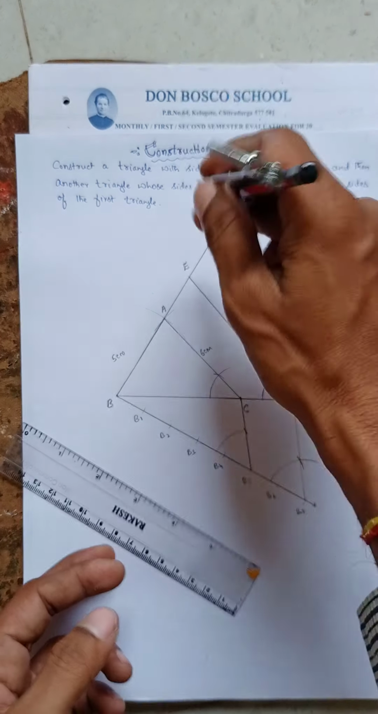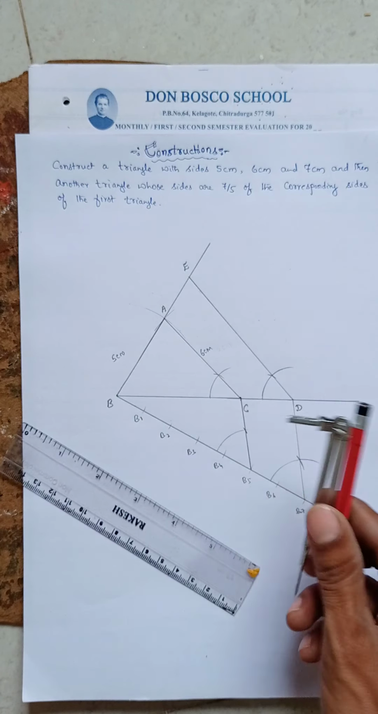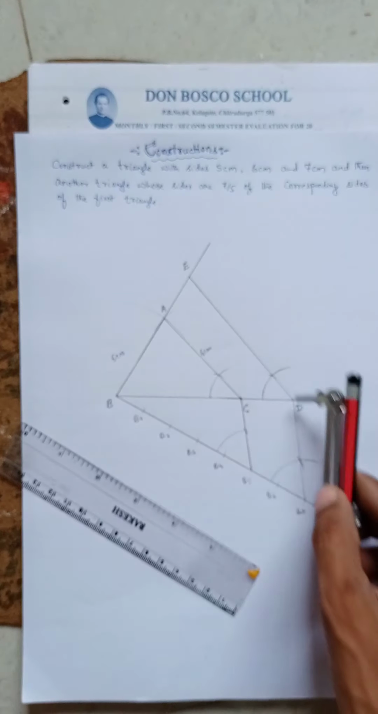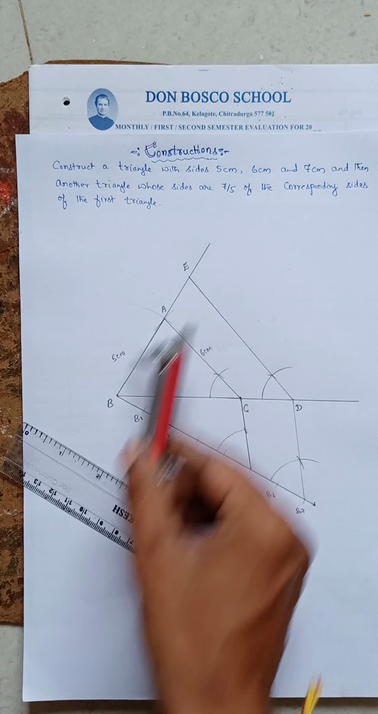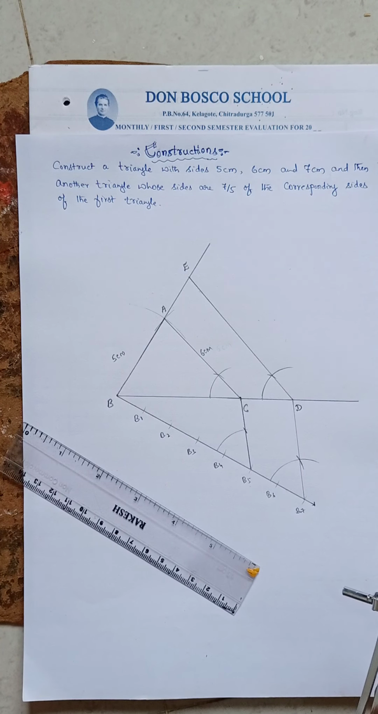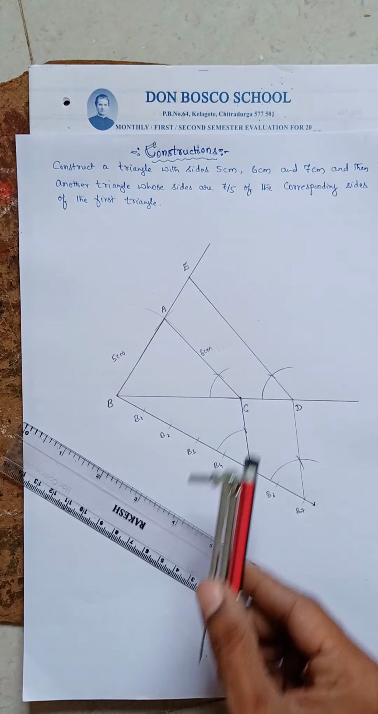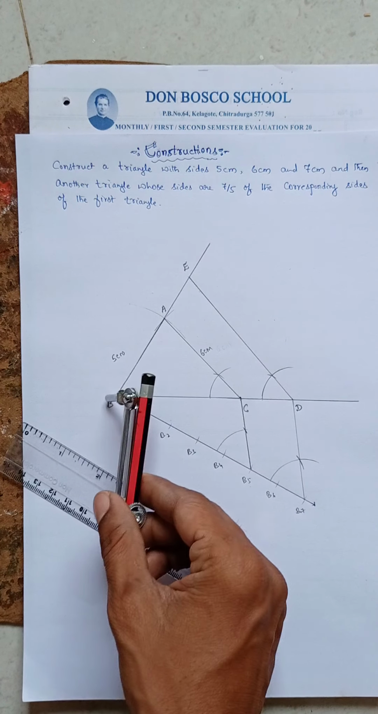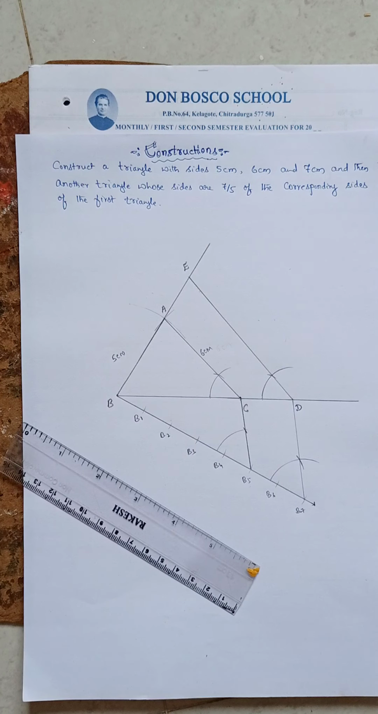Now this AC is parallel to DE. So ABC is the given triangle. EBD is the constructed triangle. Triangle EBD is exactly similar to ABC. The sides ratio is 7/5 here. BE is 7 parts, AB is 5 parts. Here also BD is 7 parts, BC is 5 parts.